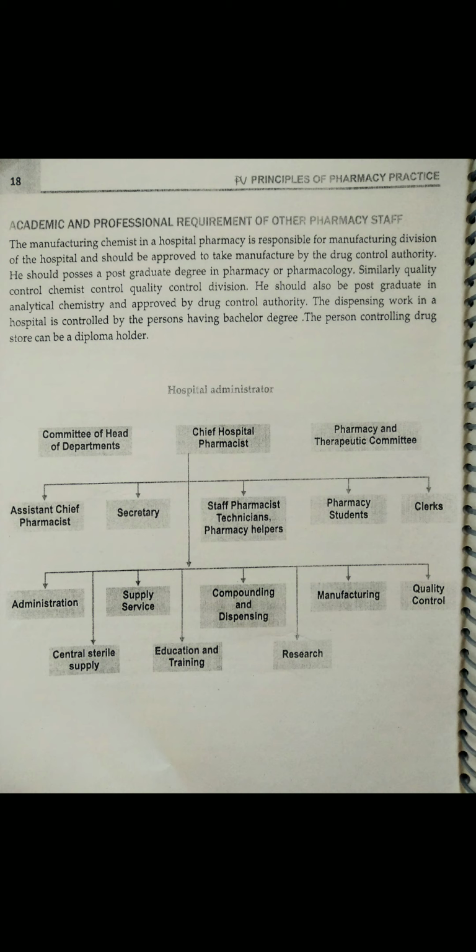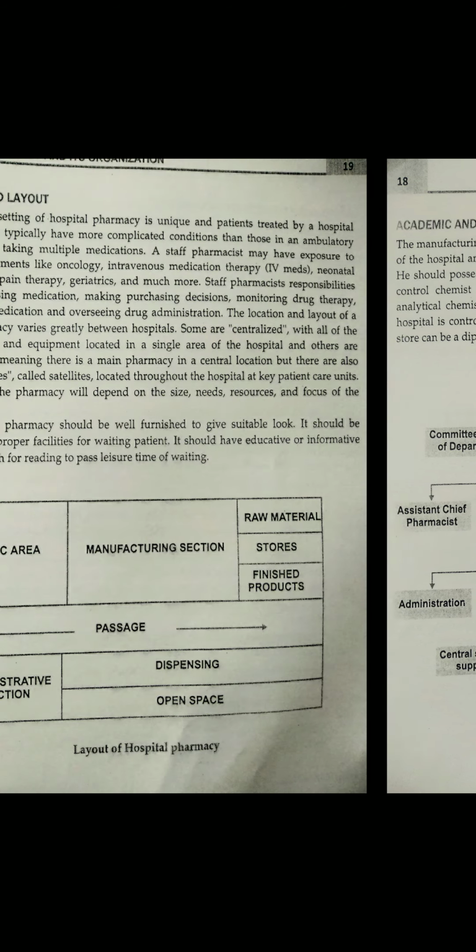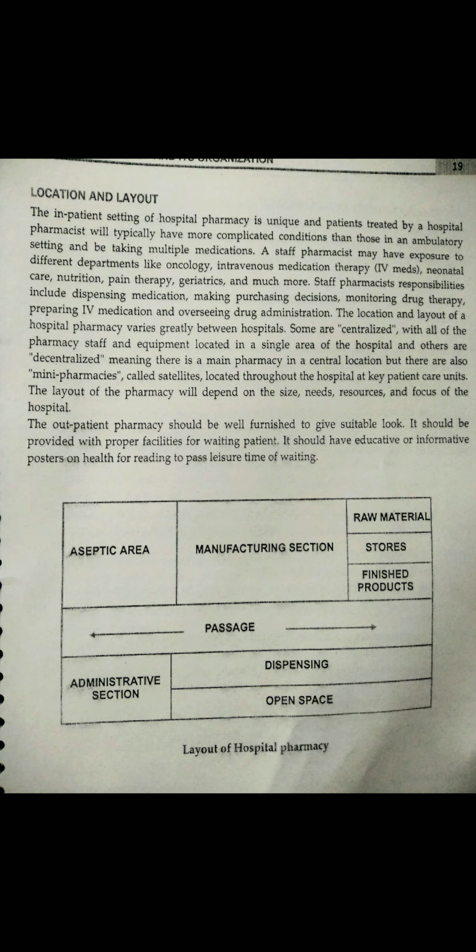Now we are talking about the quality control chemist. He oversees the quality control division. He should be a postgraduate in analytical chemistry and hold a license from the drug control authority. So all these qualified and licensed persons are handling the pharmacy.